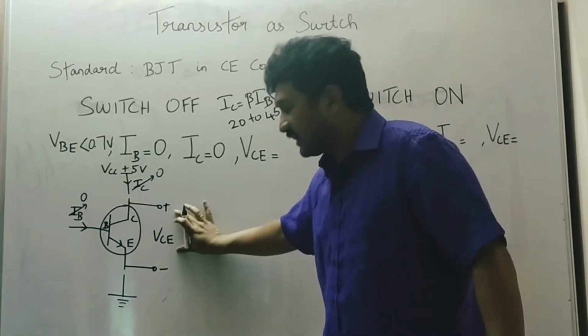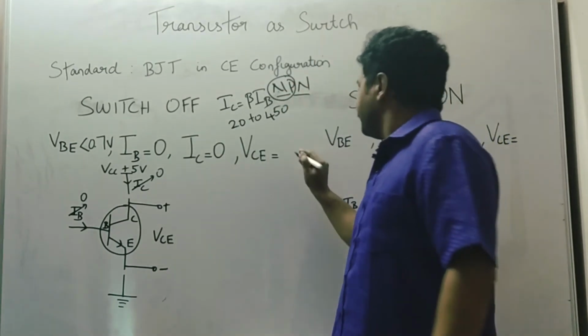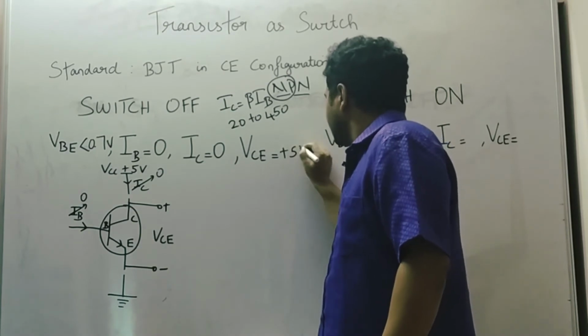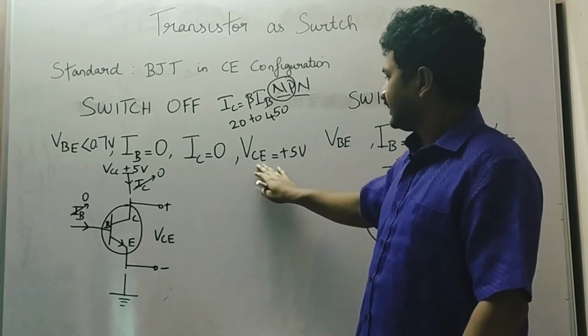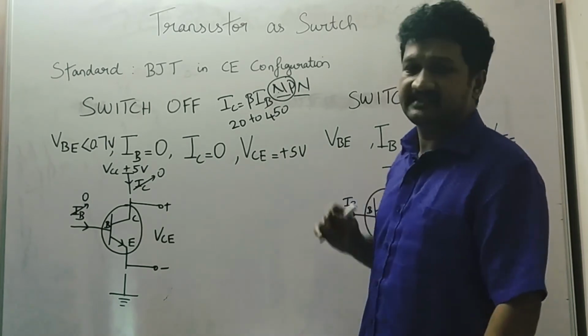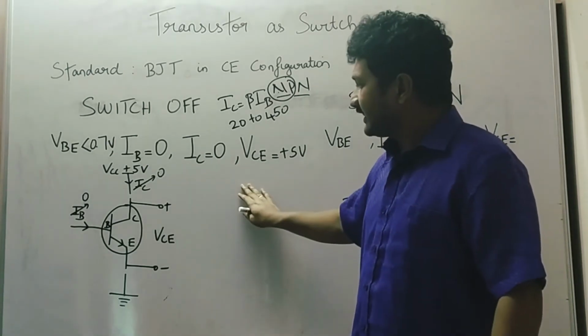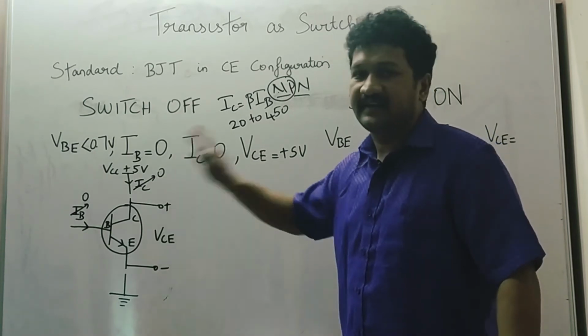So the voltage across VCE will be plus 5 volt. The voltage across VCE will be plus 5 volt. This will be the case when the transistor is in off condition.